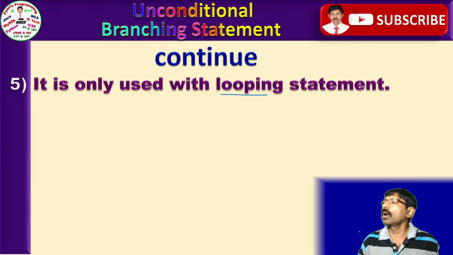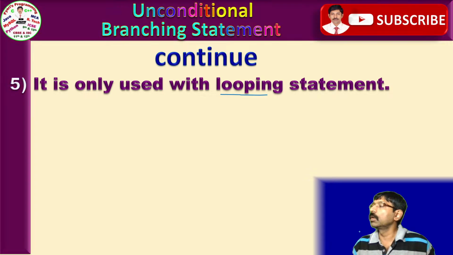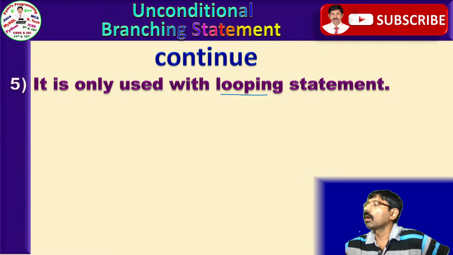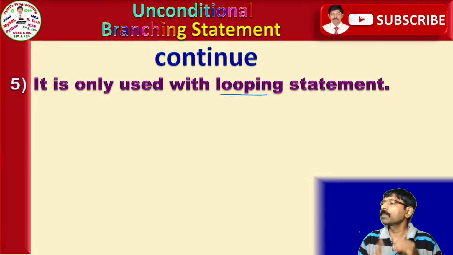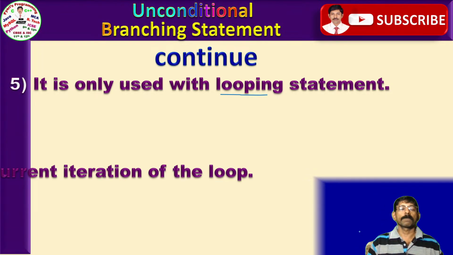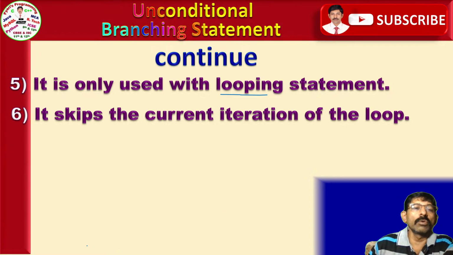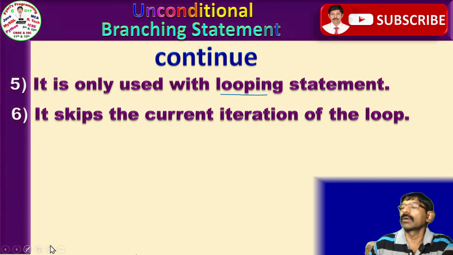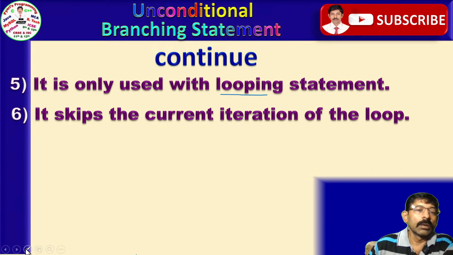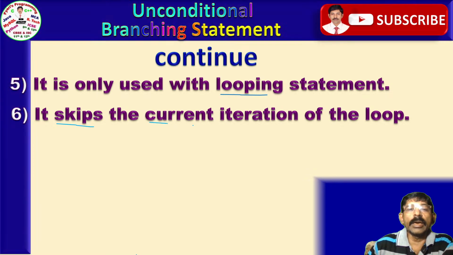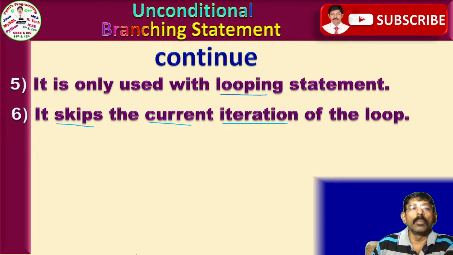Continue is a keyword used in a program that directly jumps to a particular part of it. It simply skips the statement. It skips the current iteration because it is not going to execute the statements after the continue. So that's why it skips the current iteration of the loop.